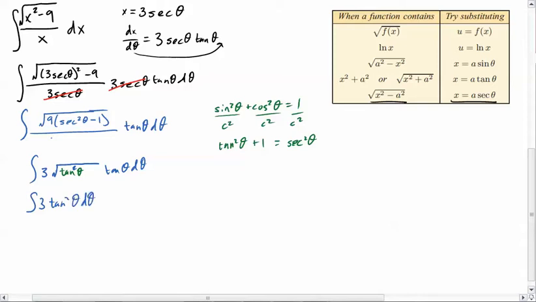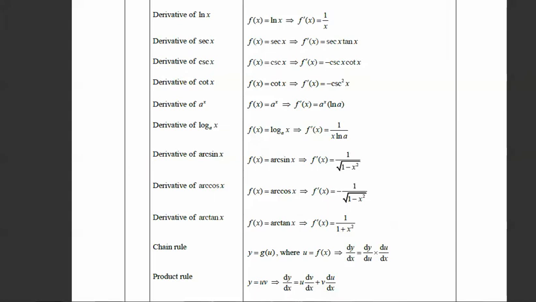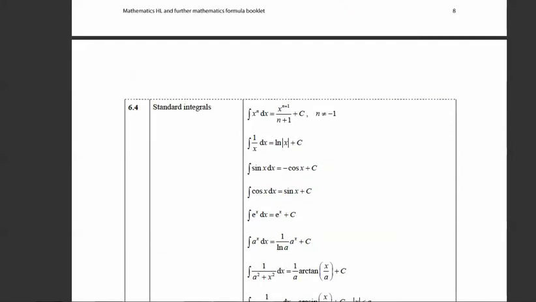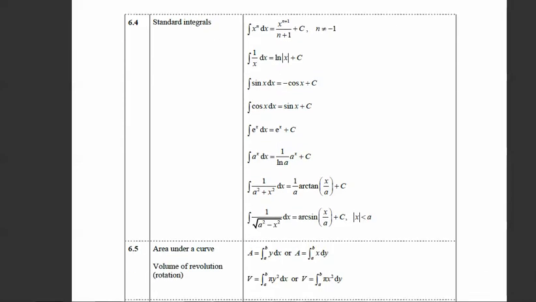Now at this point, I can try to figure out how to do this, but I don't know how to take the integral of tangent of theta. You may remember, so we look at our formulas. Well, I got sine, I got cosine, what else do I got? Well, looking at the integrals is not so helpful.